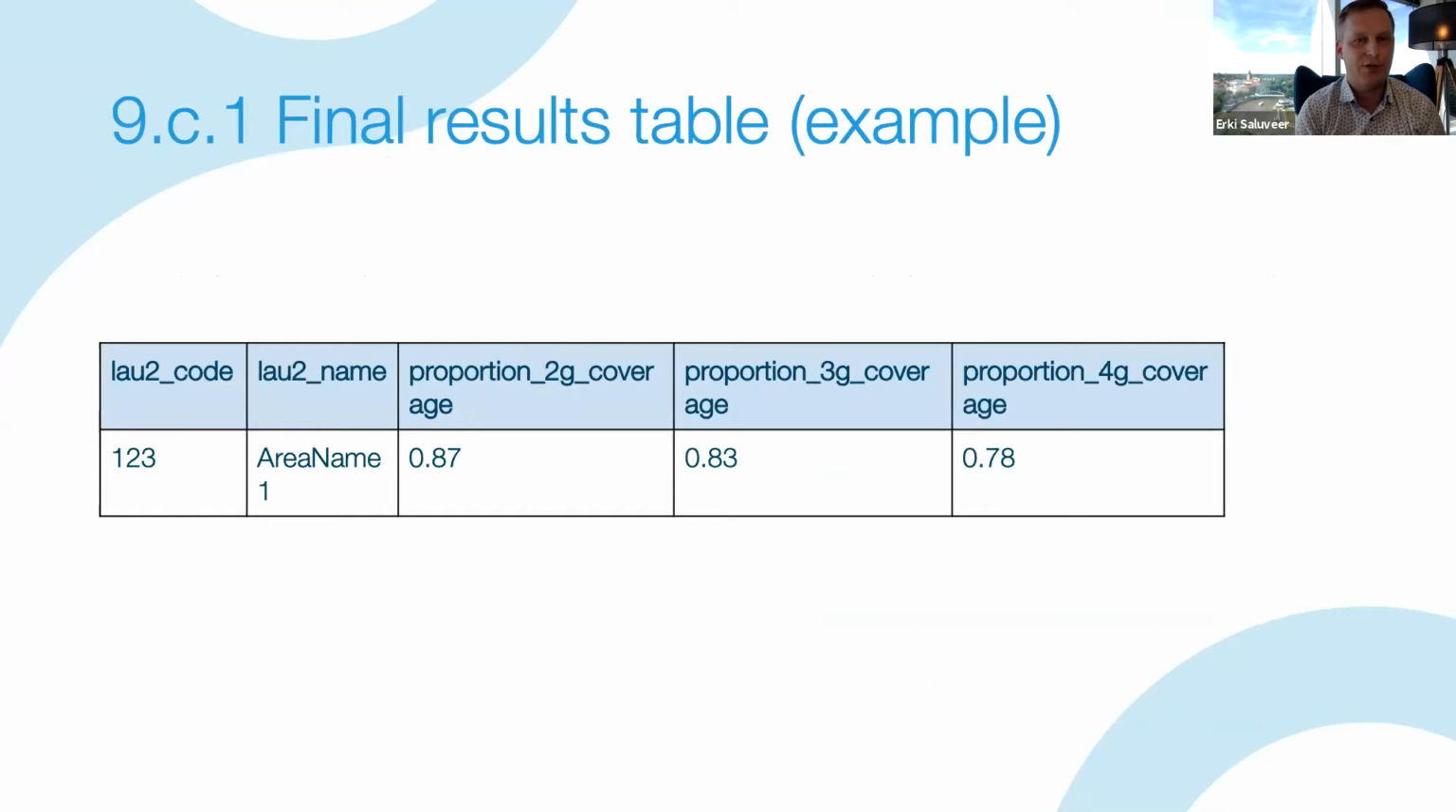In the final results of the calculation, you would end up with this kind of aggregate table, where for each local administrative unit, you would have the proportion of population covered by 2G, 3G, and 4G. It is a very simplistic approach, but this is something that has been missing in many countries for decision makers in order to have a good understanding of how well their country is covered with mobile network operators' coverage.